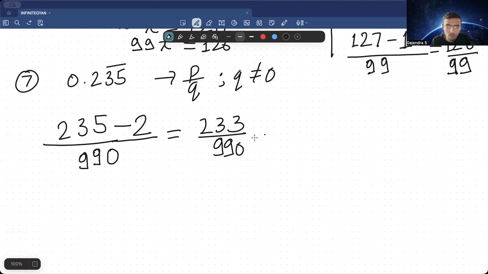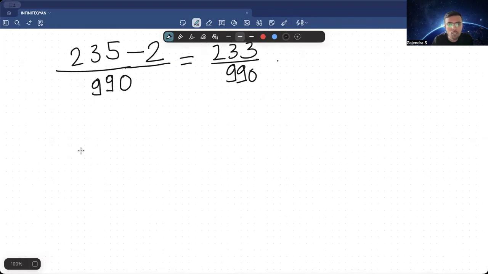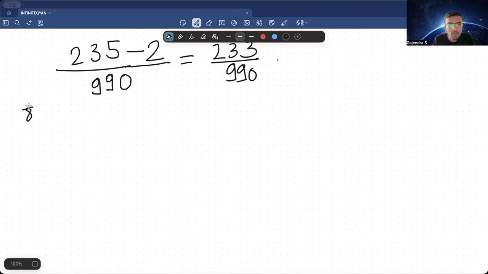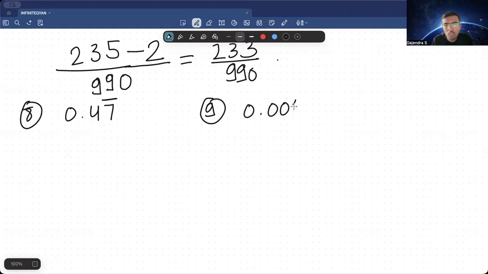Okay, let me give you a homework question. Solve this NCERT question which is given in your books, which is something like this. Convert 0.477 bar, convert this and tell me. And then one more question would be something like 0.001 bar. You have to convert both of these into p by q form. That will be your homework, right.